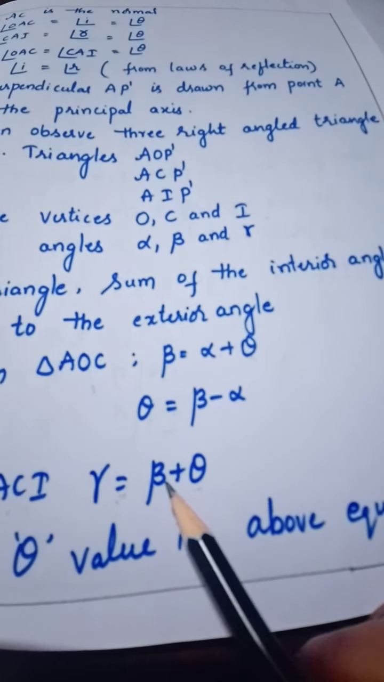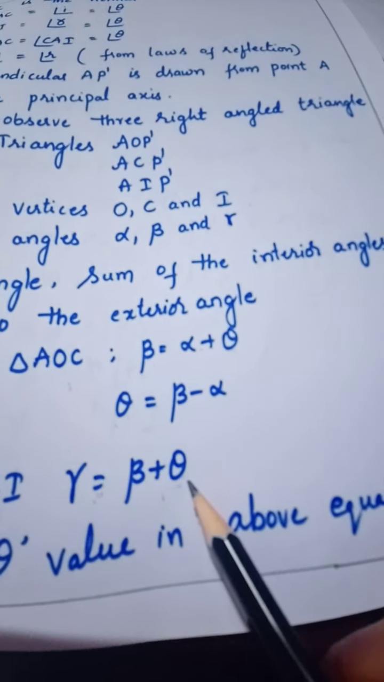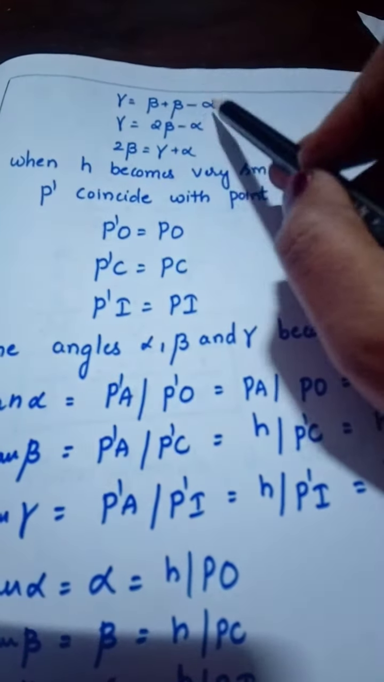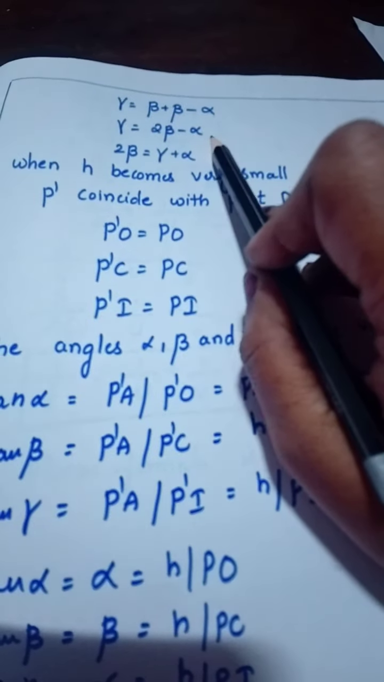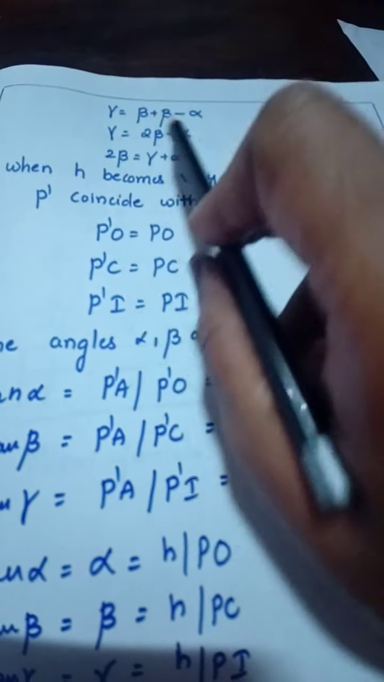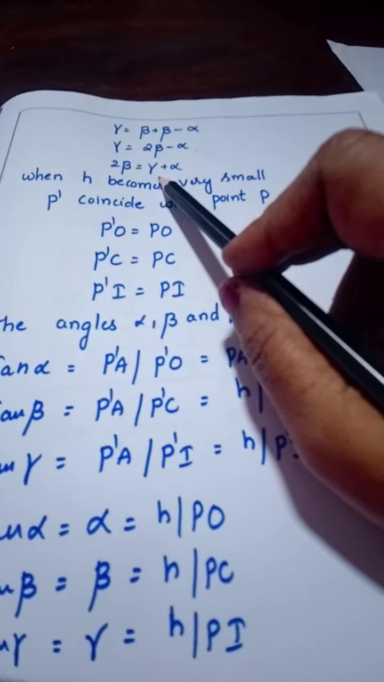Gamma is equal to beta plus theta, we have. Substitute this theta value here in this place. So gamma is equal to beta plus theta. But theta is nothing but beta minus alpha. So beta plus beta is what? 2 beta. 2 beta minus alpha. So gamma is equal to 2 beta minus alpha. But 2 beta is equal to gamma plus alpha. Right? This is one relation we have.